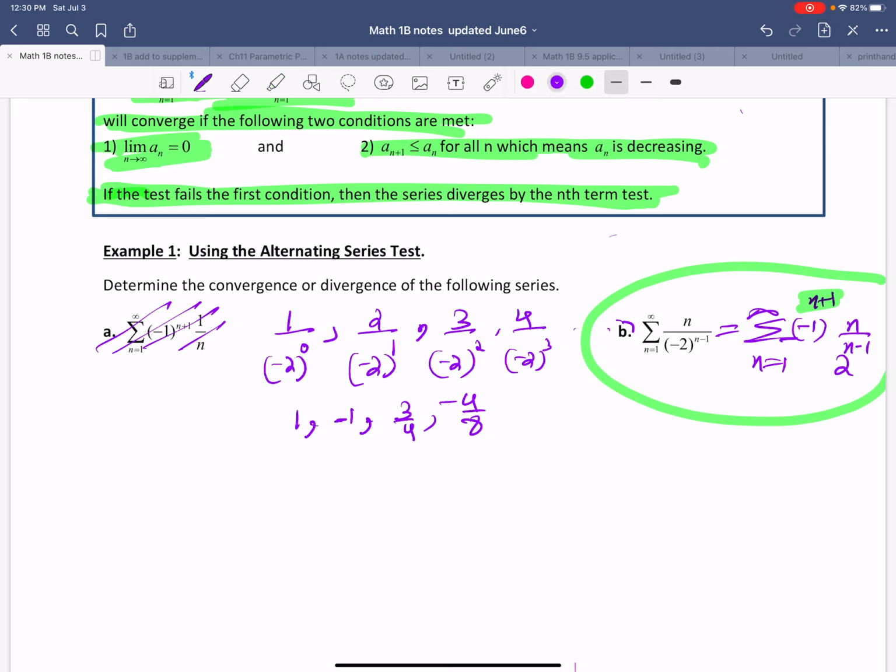Now let's use the alternating series test. So the conditions for alternating series: the a_n here, a_n is n over 2 raised to the power n minus 1.